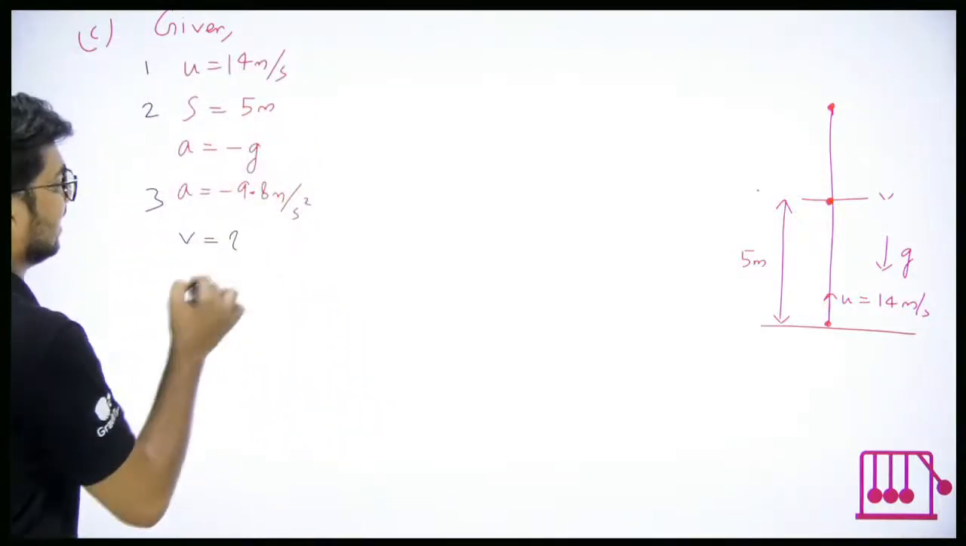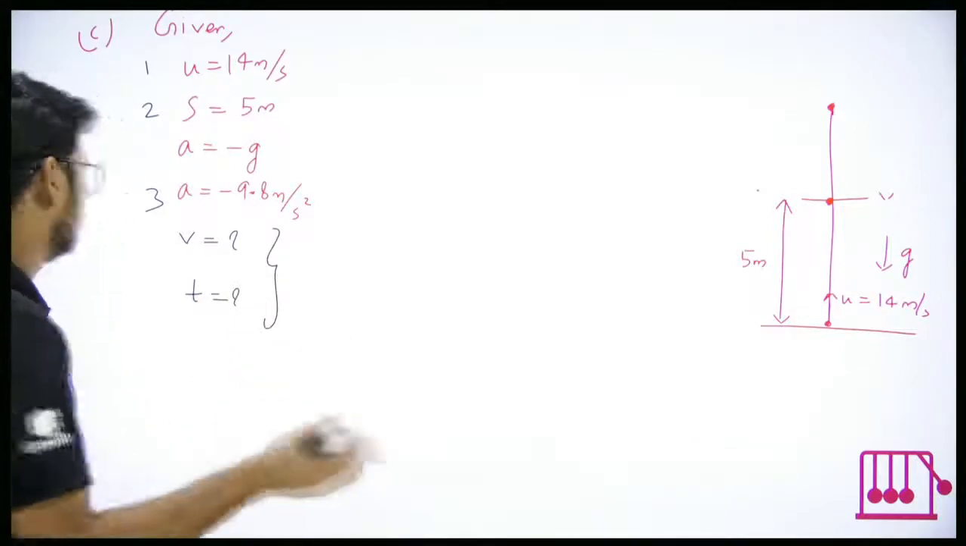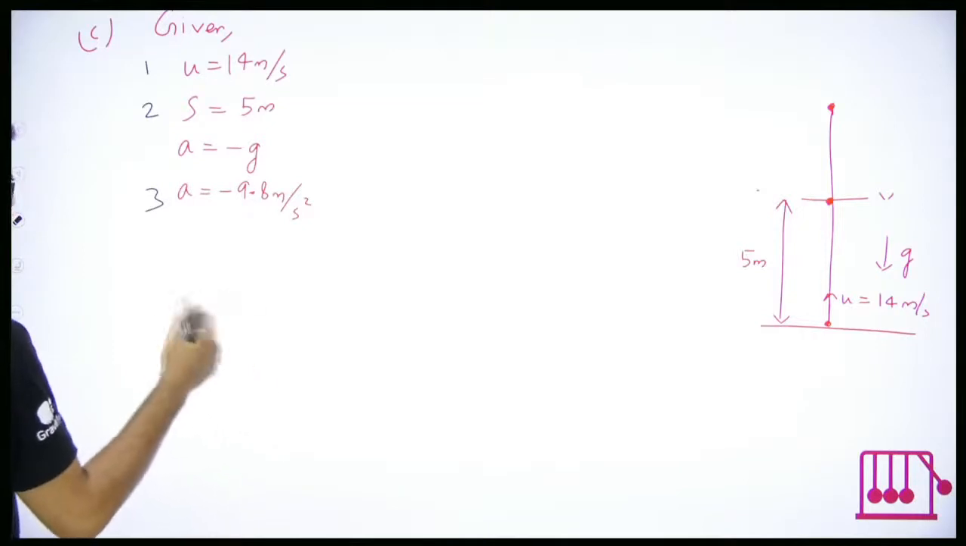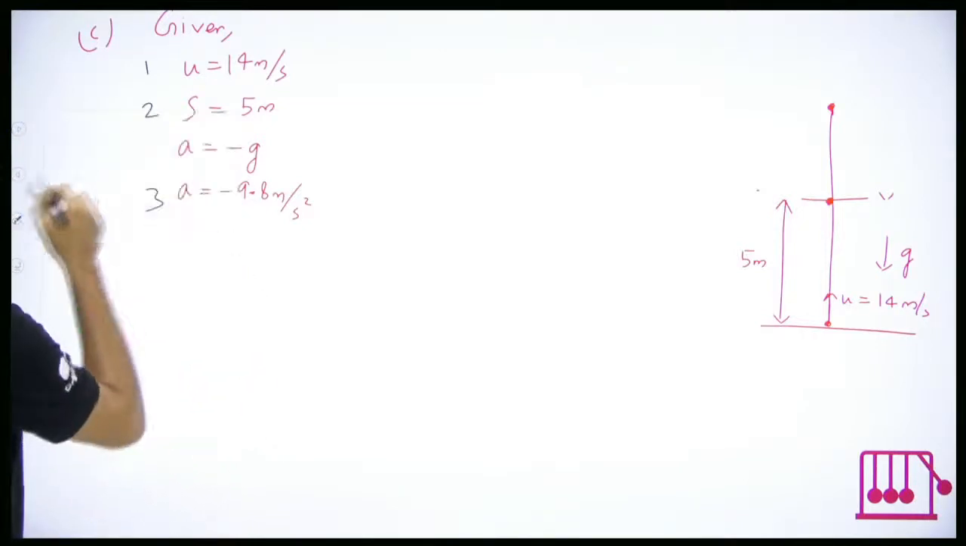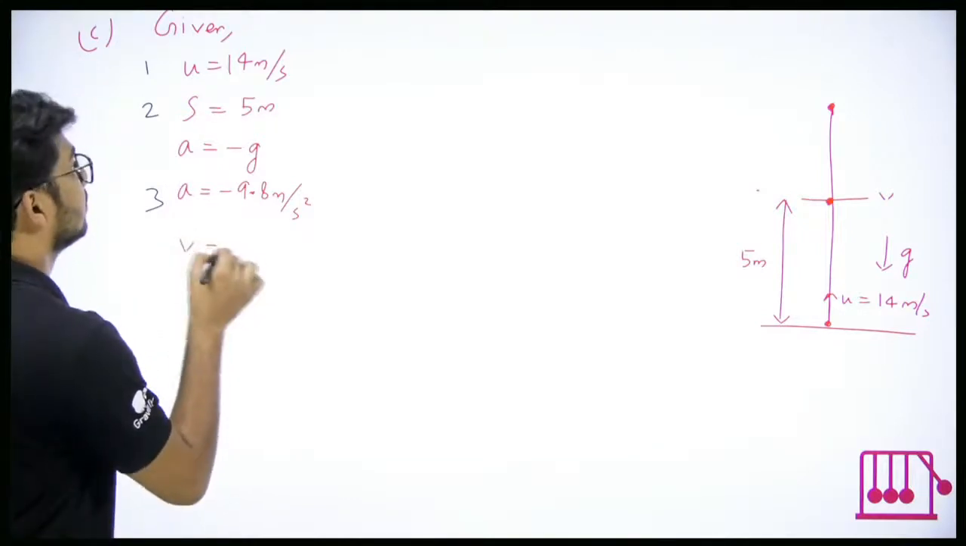V is missing and time is missing. You will get these two using the proper equation. You have to use the proper equation. That's it. So which equation should we use? We have to find out V.